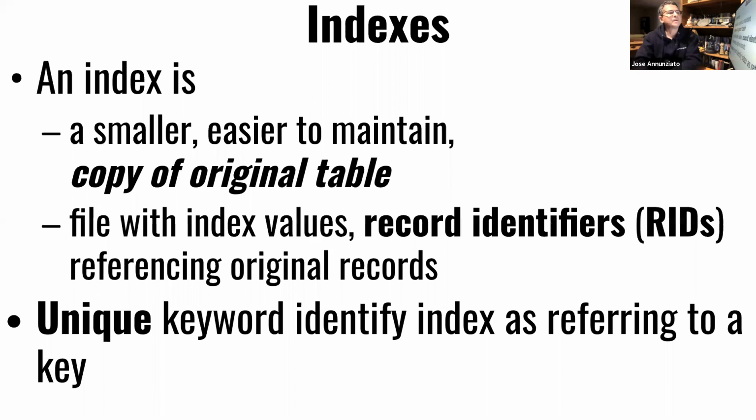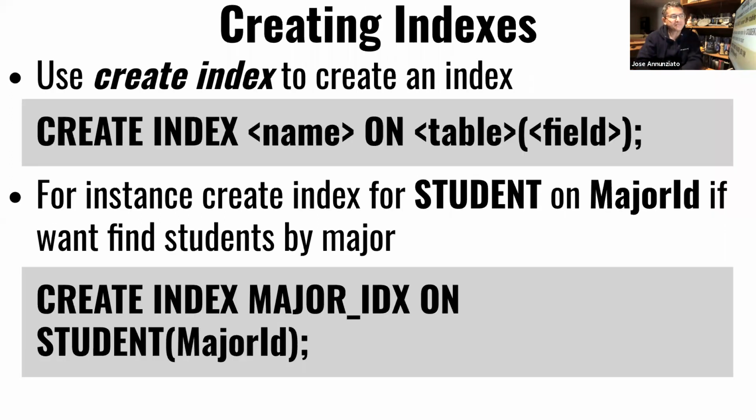Okay. So indices are a copy of the original table, which are smaller, which will have the index values plus a record identifier of where you can find the original record, like a pointer in memory of where that is.